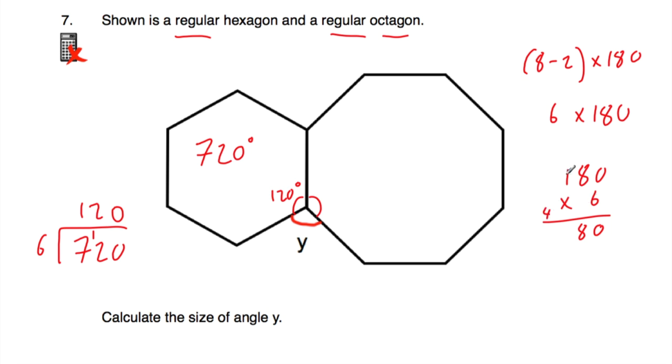And 6 times 1 is 6, plus 4 is 10. So that means the angles inside of a regular octagon will add together to be 1080 degrees. Now, it's a regular octagon, so each of the angles are the same, and there's 8 of them. So if we divide this by 8, we can find the size of that angle there.